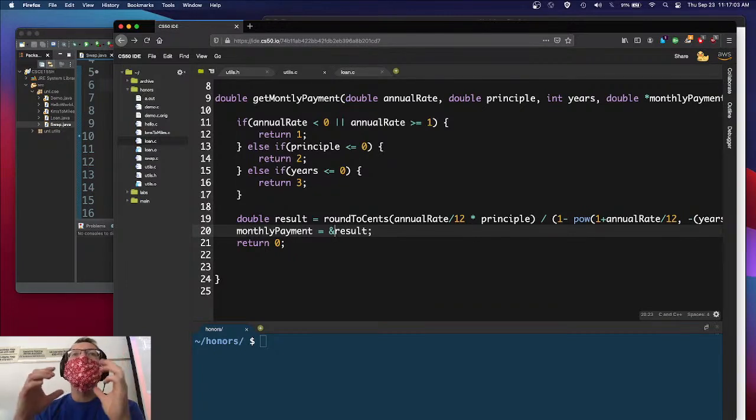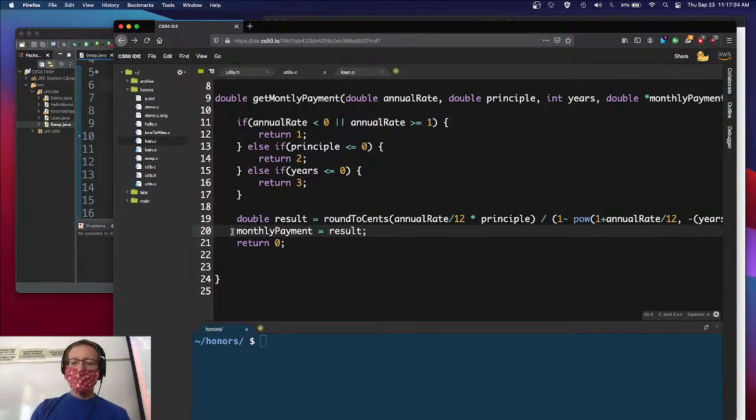Remember how functions work? Stack frame, stack frame, stack frame. Where does result exist? In get monthly payment's stack frame. You can make a pointer point to that if you want to. It's your memory. You can do with it what you want. But when you return to the calling function, what happens to that stack frame? It pops off the top, thrown away. What are you pointing to now? Right? Who knows? So you can't do that.